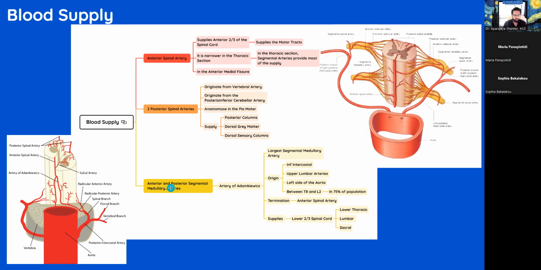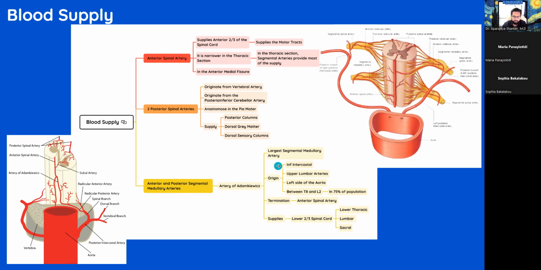Finally, look at this one. The anterior and posterior segmental medullary arteries, like these ones here, like the anterior segmental artery, come together to form something called the artery of Adamkiewicz. So if you look at this picture here, this is the artery of Adamkiewicz. Now, this is a very special artery because in the lower half of the spinal cord, somewhere in the T8 to L2 levels, you have two supplies going through. You have the anterior spinal artery as well as the artery of Adamkiewicz, and they come together. If you look at this image, you'll see that the artery of Adamkiewicz is coming close and just joining with the anterior spinal artery.